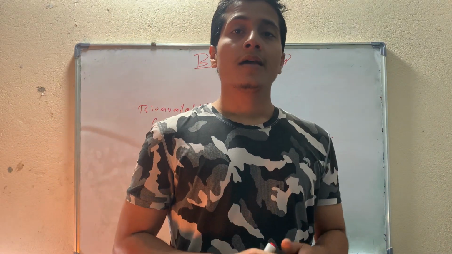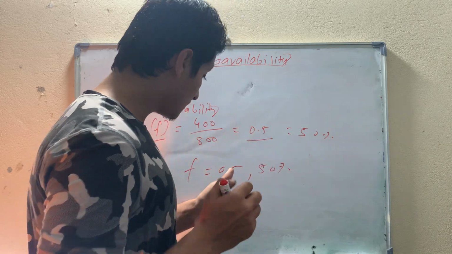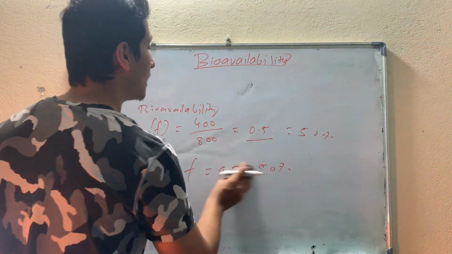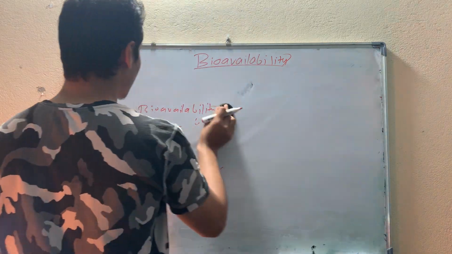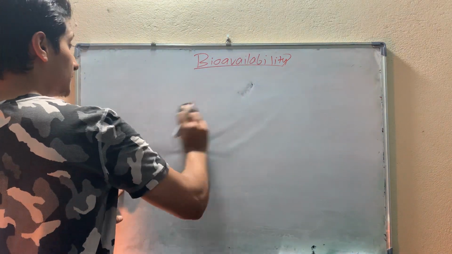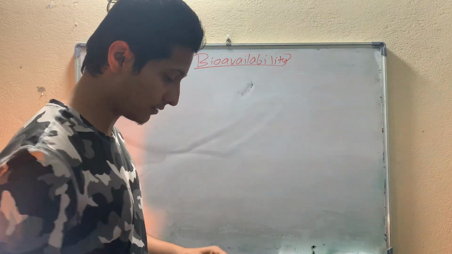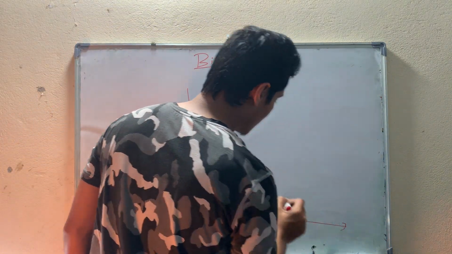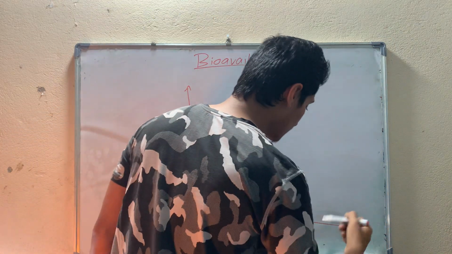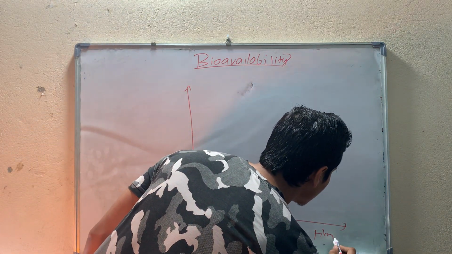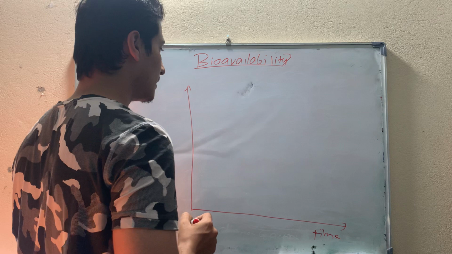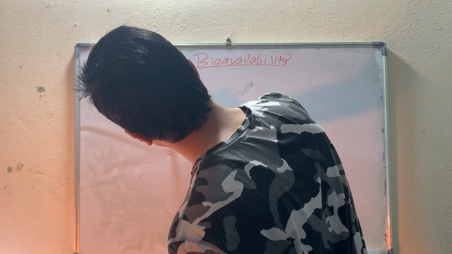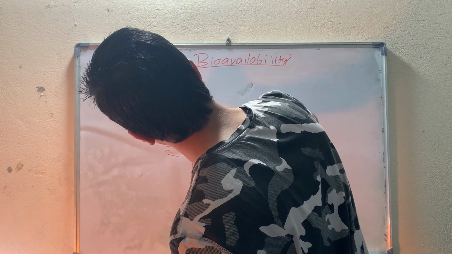Now, just before I told, we can calculate the bioavailability experimentally. So let's make a graph. Suppose this is your x-axis and this is your y-axis. Let's give it a name. This is the time axis, and this is plasma concentration. Plasma concentration, right?